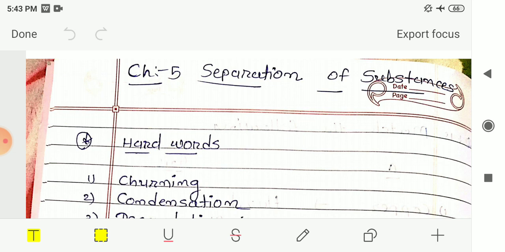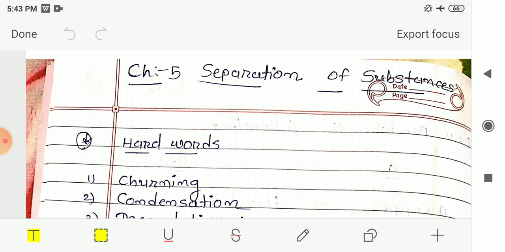Then we had seen decantation. So in a mixture of sand and water, the heavier sand particles settle down at the bottom and the water can be poured out, and this method is known as the decantation. Then after we had seen evaporation. So the process of converting water into its vapor, water vapor, is called evaporation. Then we had seen condensation. So the process of converting water vapor into its liquid form is known as the condensation.